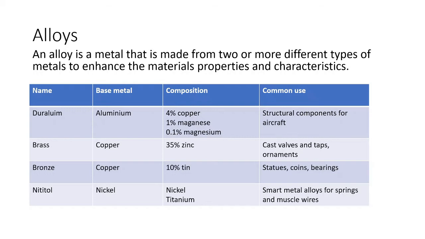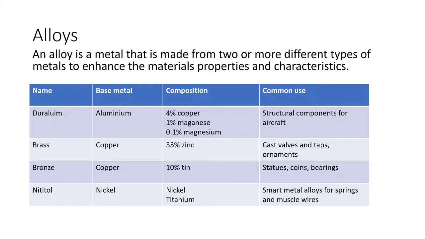The most common ones you've probably heard of, like bronze and brass, are essentially copper and either tin or zinc. Again, you're not likely to be asked what percentage of zinc you mix with copper to get brass, for example. But you may well need to know what brass is made up of, and it may say, okay, it's copper and zinc.